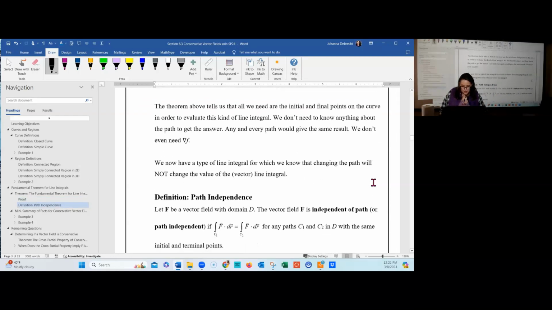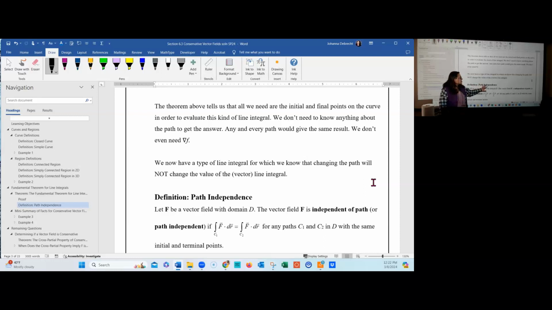In other words, all we need are the initial and final points on the curve. We need to know where it ends up, and we need the potential function. We don't have to know anything about the vector field itself.